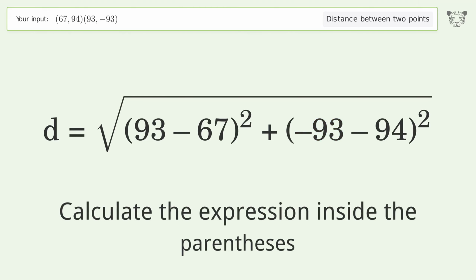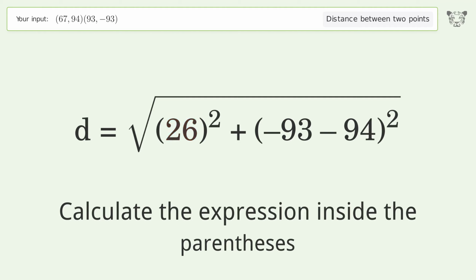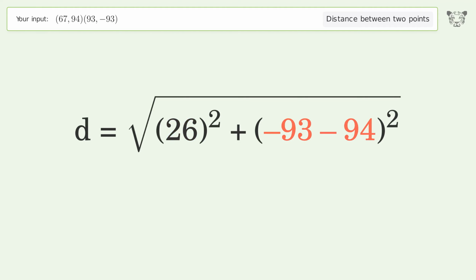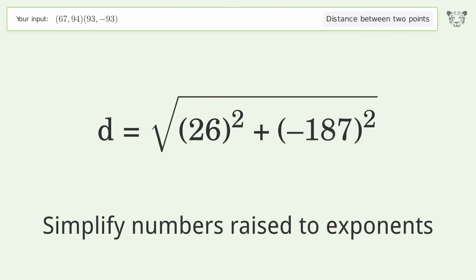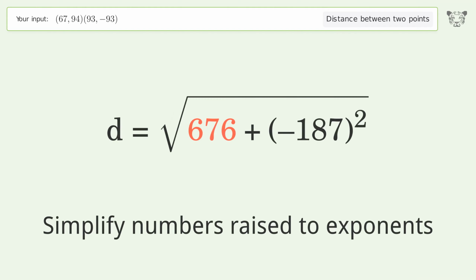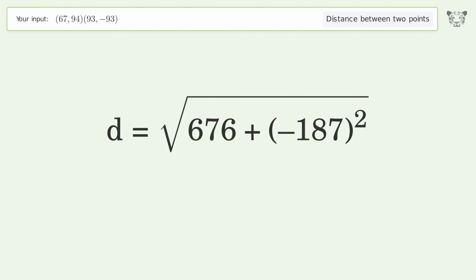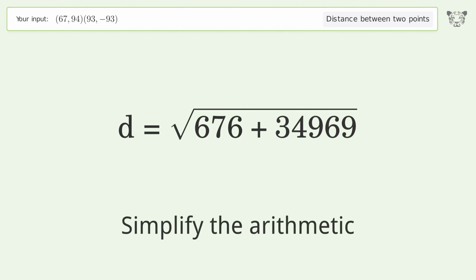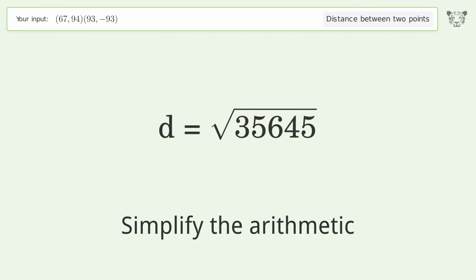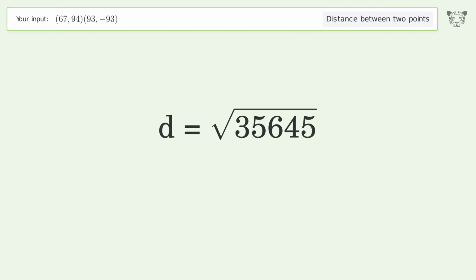Calculate the expression inside the parentheses. Simplify numbers raised to exponents. Simplify the arithmetic. And so the distance between the 2 points is the square root of 35,645, or 188.799.